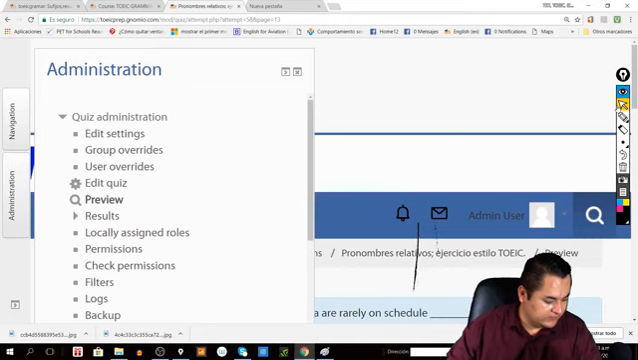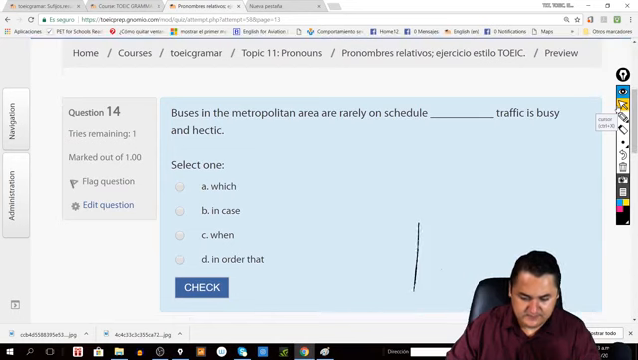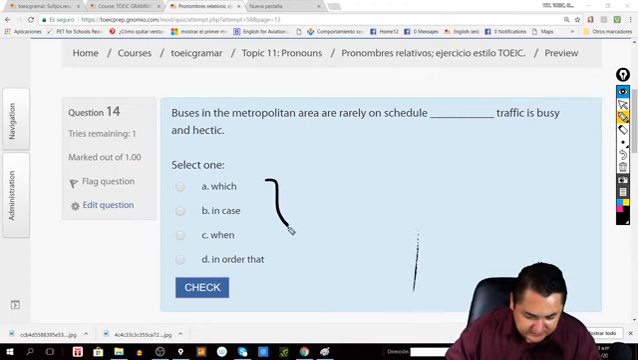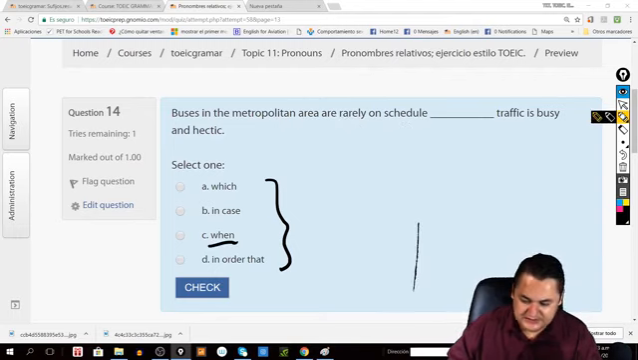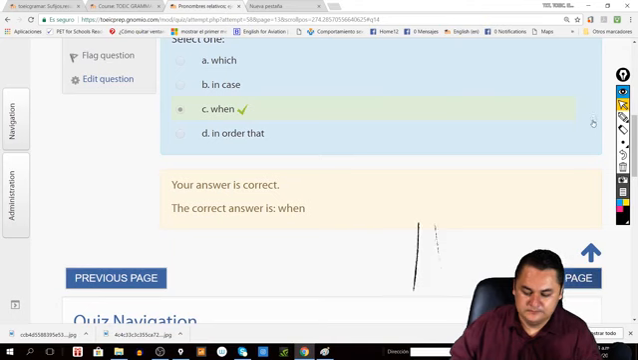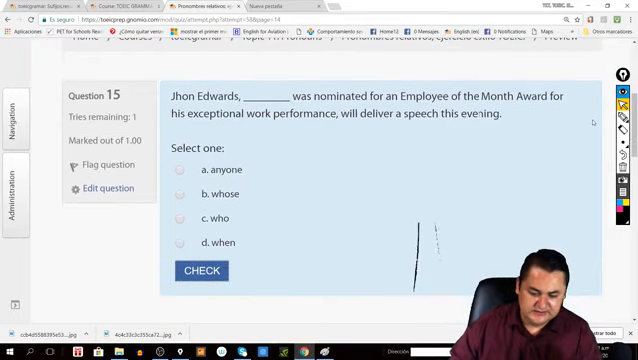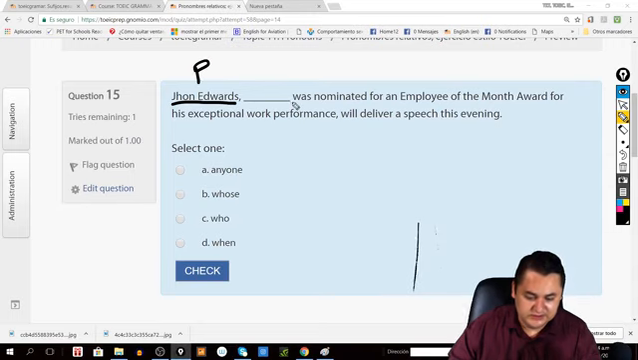Now, what else do we have here? In this case, we can see there are some linkers. Buses in the metropolitan area are rarely on a schedule when traffic is busy and hectic. Some questions are necessary to be read like this. John Edwards, that is a person, was is a verb, so we're going to look for who.